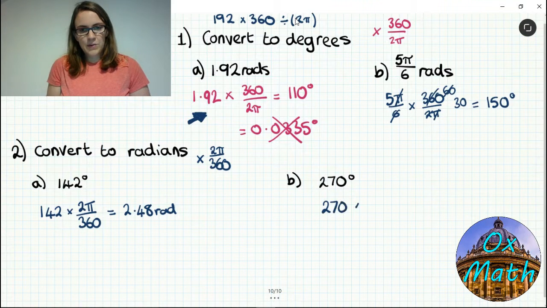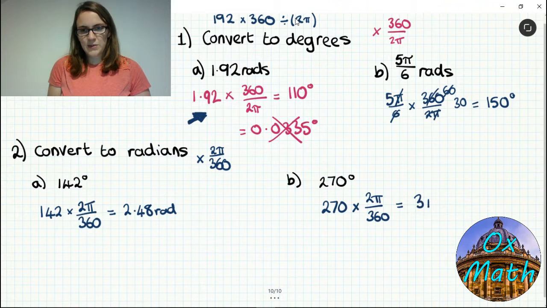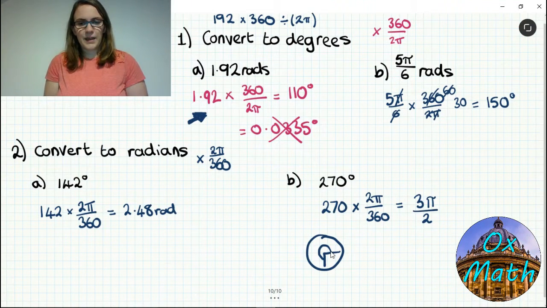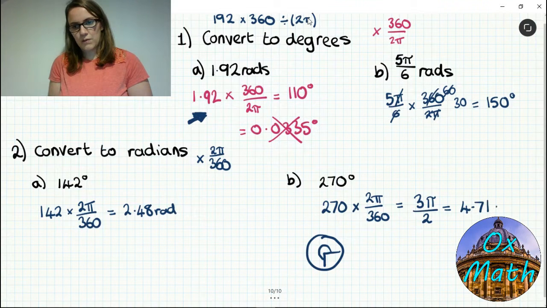270, multiply that by 2 pi over 360. This one actually cancels down into a nice fraction, 3 pi by 2, because remember 270 degrees is actually 3/4 of a circle. Half a circle is pi, so we've got pi and half of pi, which is 3 pi by 2. You might have done that as a decimal, in which case you would have got 4.71 radians to 3 significant figures.